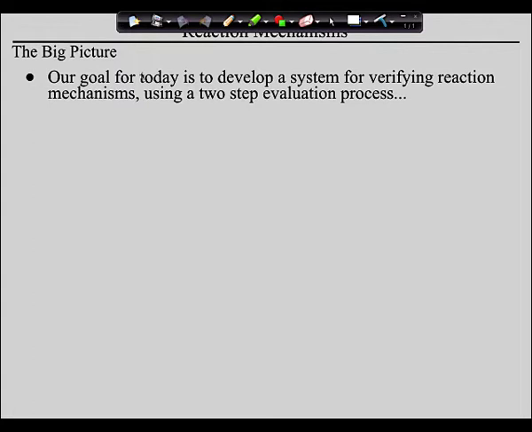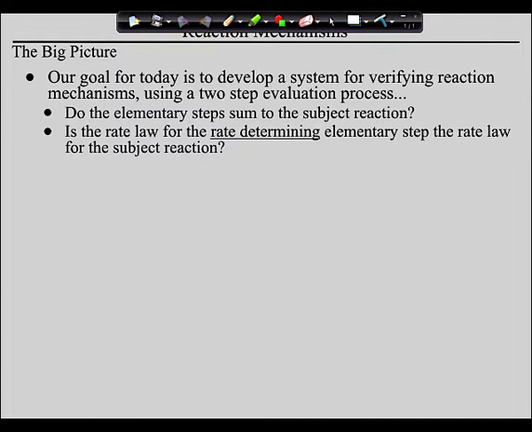And I'm going to give you the steps right now, then we're going to build up to the way we do these two things, and then we're going to actually do one together. So guys, these are the two tests that this has got to pass. Test number one is this. Do the elementary steps add up, sum, to the overall reaction? We're going to call the overall reaction the subject reaction.